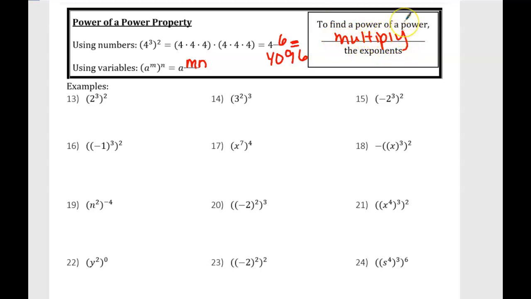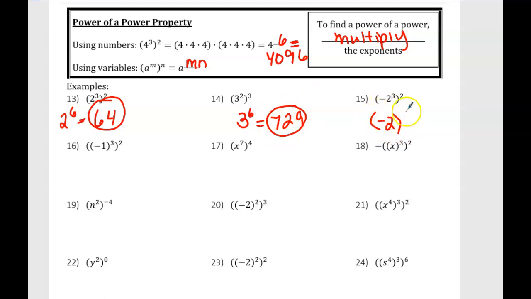All right, so when I look at number 13, my 2 is going to be to the 3 times 2, so 2 to the 6th, which is 64. I'm going to go through this kind of fast. The base here is 3 to the 6th, because we multiply 2 times 3. We're going to get 729. Negative 2, notice it's in parentheses, so negative 2 is going to be to the 6th power, and that's going to be 64. Now that's going to be different than the next one. Well, we'll do it in a little bit.